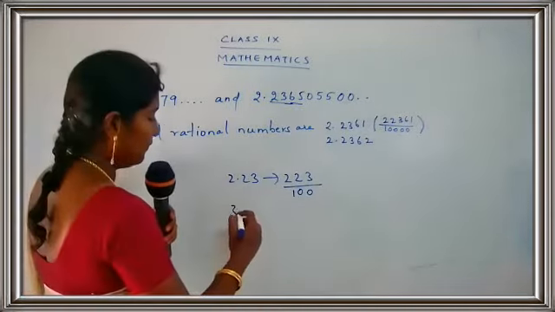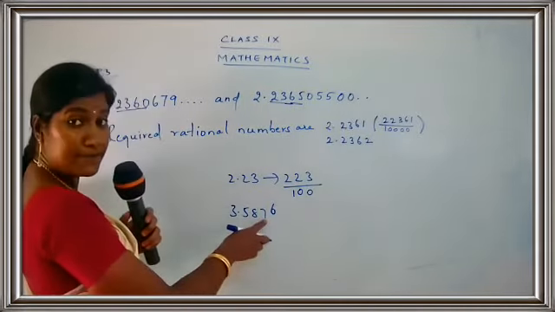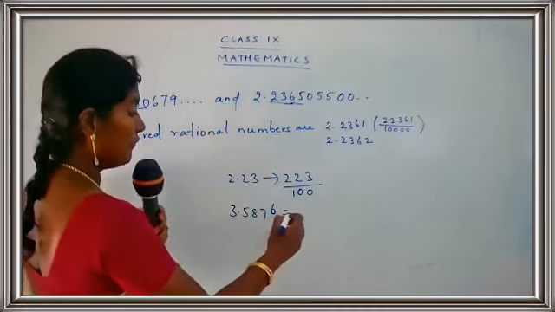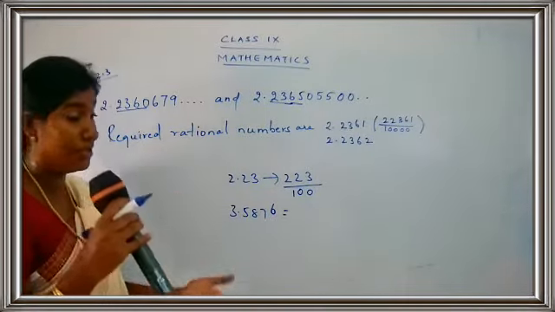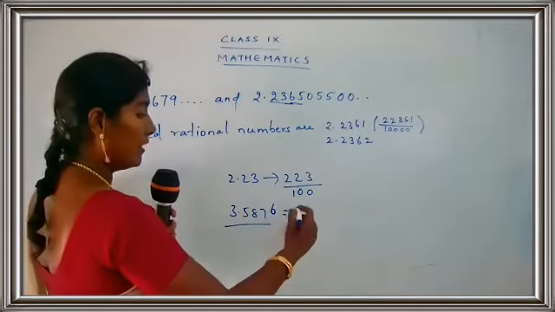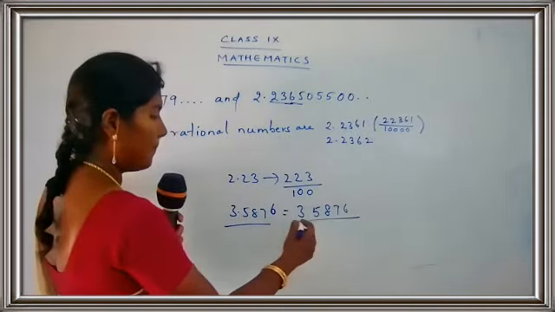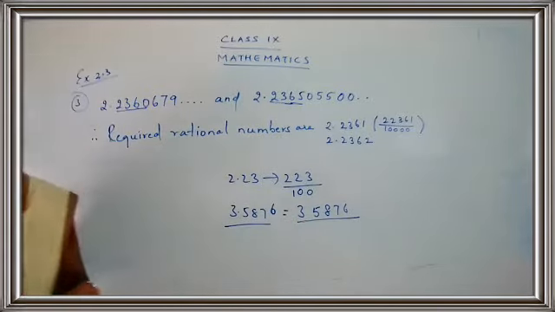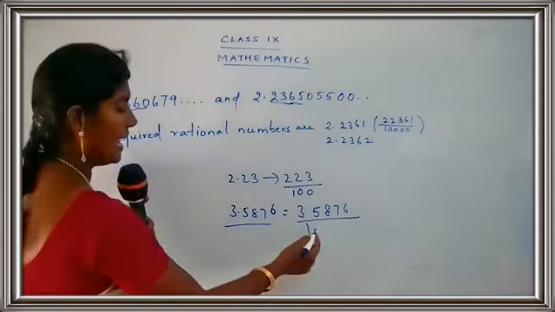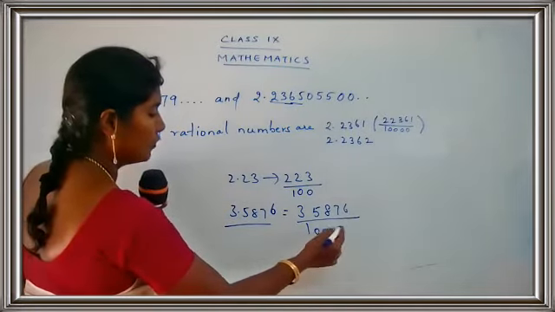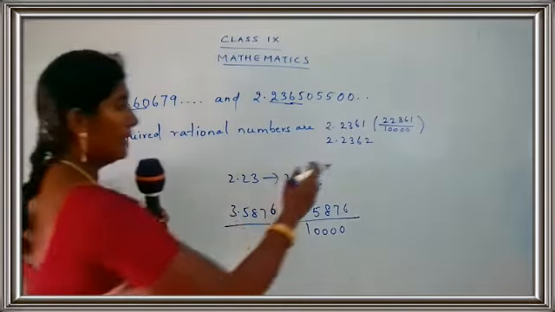If you have 3.5876, okay, so how many numbers are there after the decimal point? 4. So if you have to change the decimal number into a rational number, just write down the number as it is, 35876 upon, how many numbers are there after the decimal point, children? 4. So you have to put 1 and add the 4 zeros. 1, 2, 3, 4. That is 10,000. Getting the point? Yes.